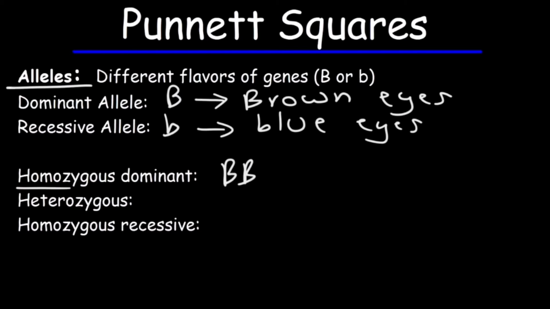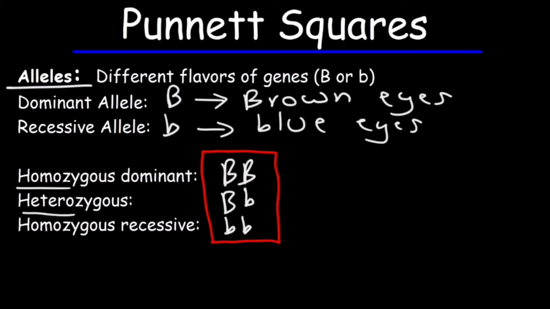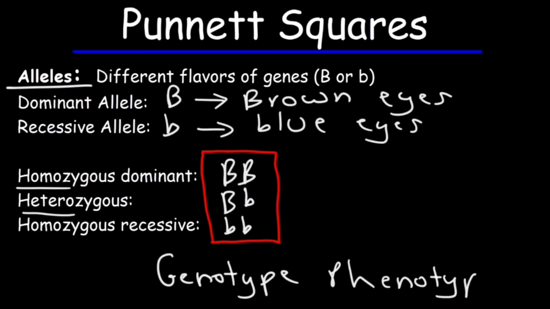Someone who's heterozygous has a dominant and a recessive allele. Hetero means different. Homozygous recessive, they have the same recessive allele. In this case, two lowercase letters. So this information here is referred to as the genotype for that particular trait because it tells you the genes that correspond to a certain trait. Now the phenotype is associated with the physical characteristics that relate to those traits.